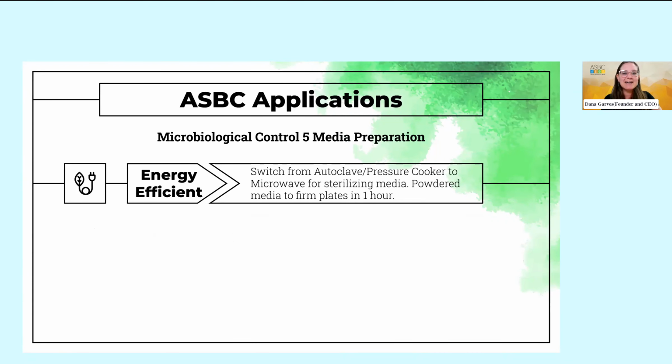All right, and lastly, we're going to talk about media preparation for microbiological control. That's number 5 for the ASBC methods. I have been talking about this for a little over a year now, trying to convince, and I think successfully convincing people to switch away from using autoclaves or pressure cookers to using a microwave to sterilize your micromedia.